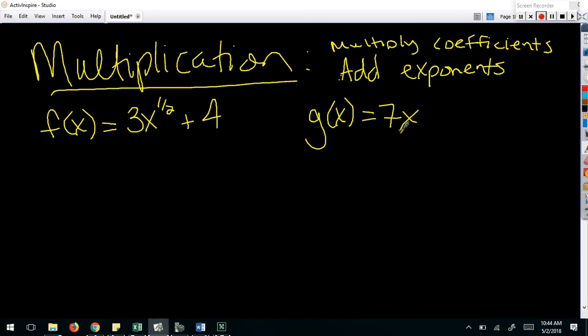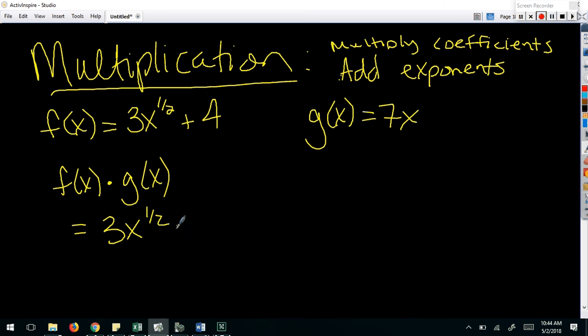Now, when I multiply, if I do f of x times g of x, you have to remember whenever we're multiplying, we have to distribute if it has more than one part. So I have 3x to the 1/2 plus 4 times 7x.